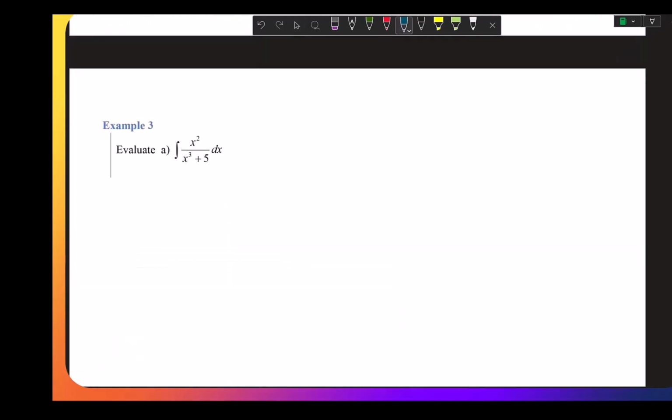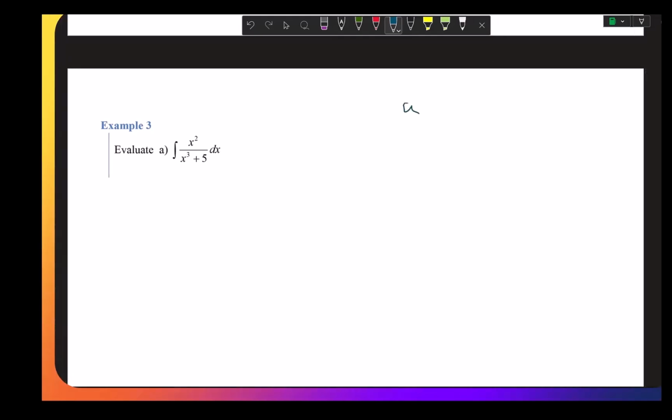Again, I look at this and I can't integrate just this, because remember, we're always compensating for the chain rule with the derivative. So if I take the derivative of x to the third plus 5, I'll get 3x squared, but I can handle the constant. Let's let u equal x to the third plus 5, and you'll see right away if it doesn't work out. Then du is equal to 3x squared dx, and the 5 goes away because it's a constant.